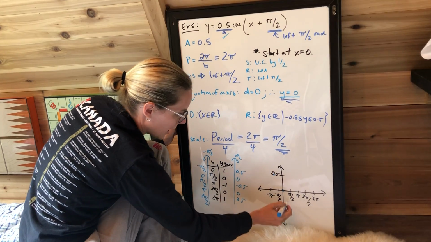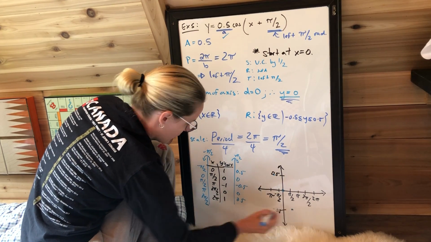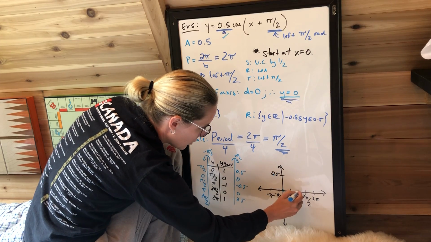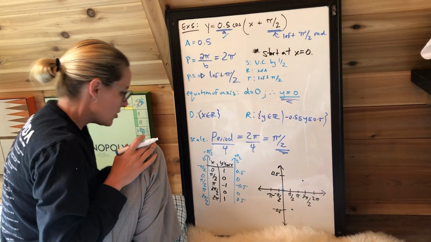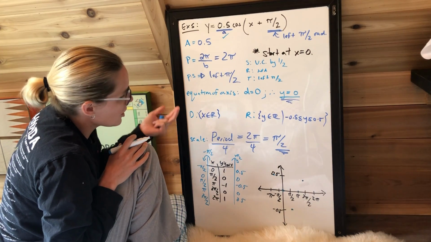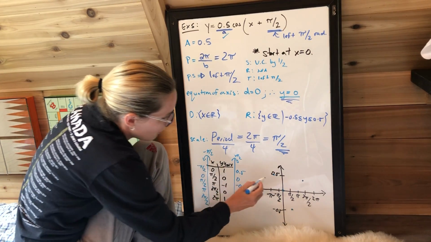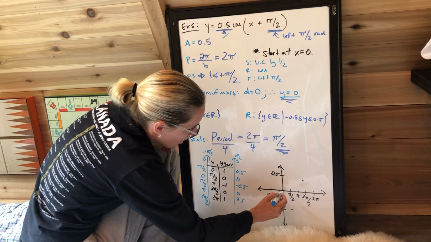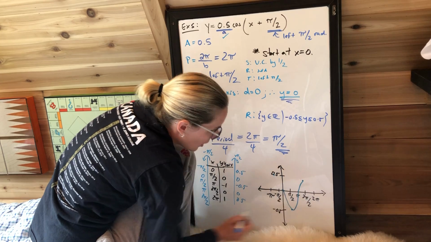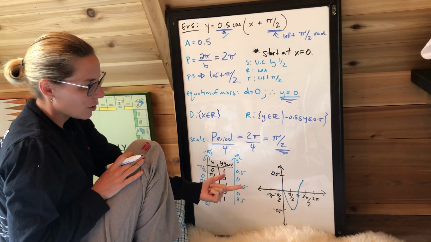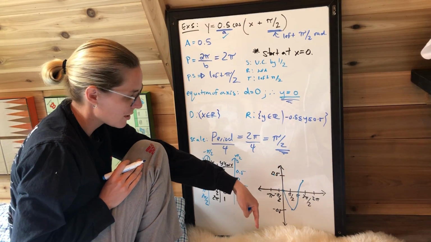Pi by 2 and negative 0.5. Pi and 0. 3 pi over 2 here. So in the question it says only graph from 0. So we have one cycle starting over here and going across. They only want to see the one cycle graph starting at 0. So this isn't a full cycle, but can we interpret what the next point's going to be?